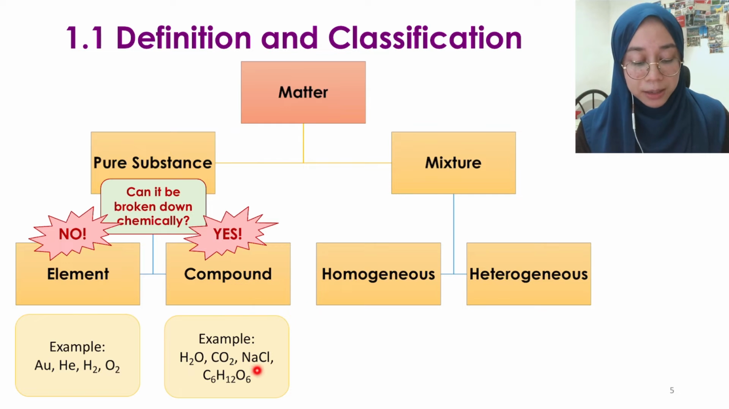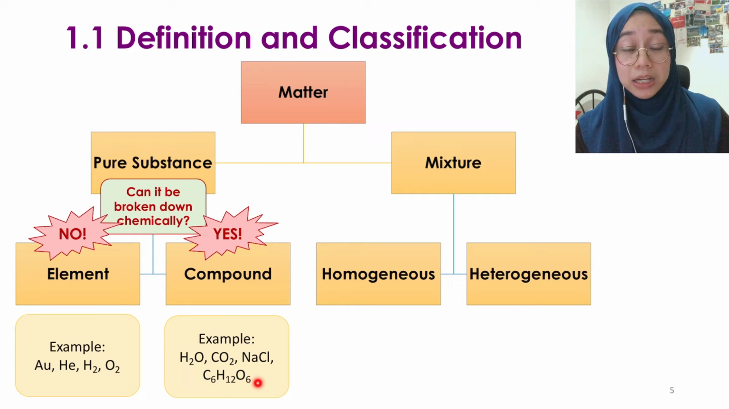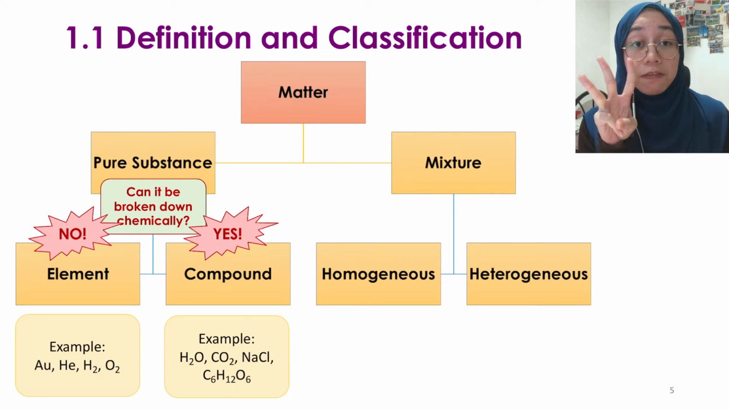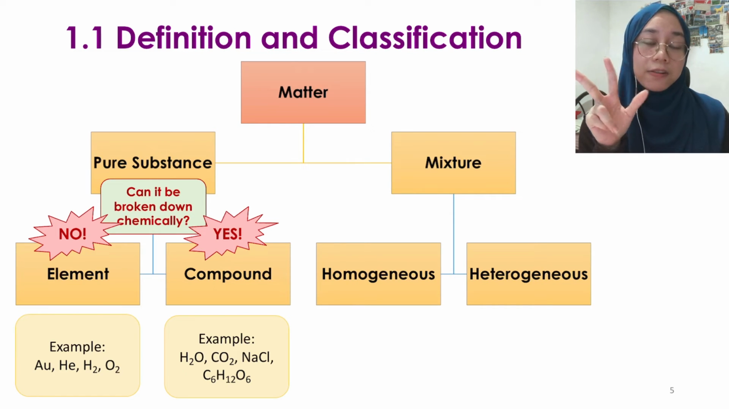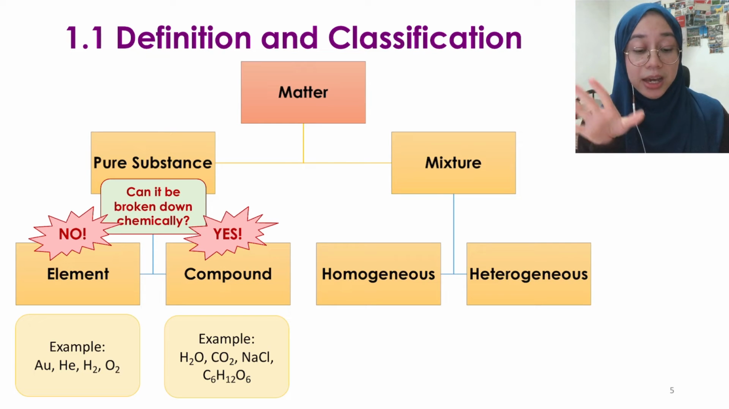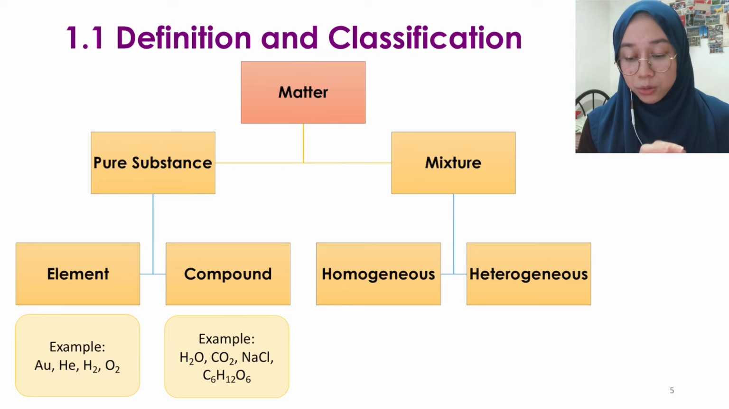Okay, so for example adalah lain CO2 and NaCl, and we also have sugar C6H12O6. Okay, glucose. So in the case of glucose pula kita ada three kind of atoms, which are carbon, hydrogen and oxygen. Therefore, it can be broken down chemically, so it is considered as compound. Okay, so ini untuk pure substance. So let's move to mixture pula.